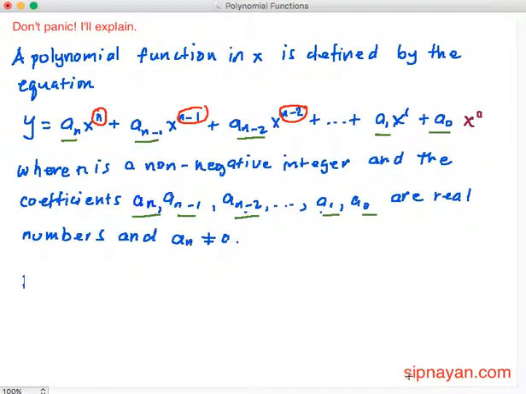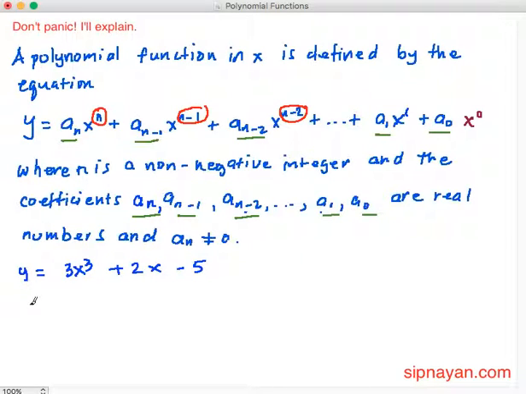So nakikita nyo, numbers lang, di ba? Yung a sub n minus 1, a sub n minus 2, a sub 1, a sub 0. These are just coefficients of the terms, no? So another example would be 3x cubed plus 2x minus 5, kunwari. Okay? So, the highest exponent is 3.